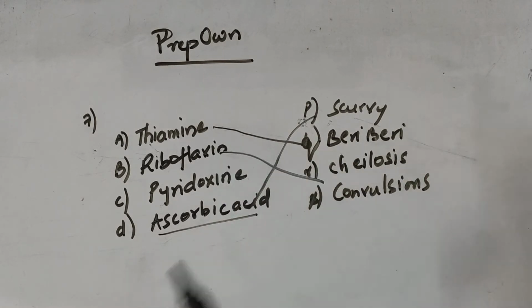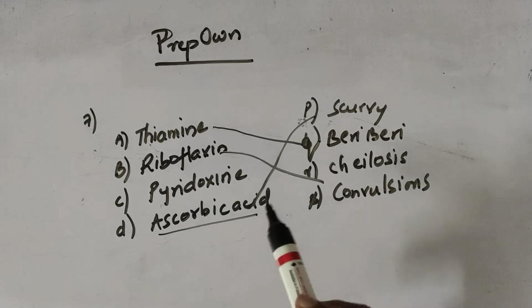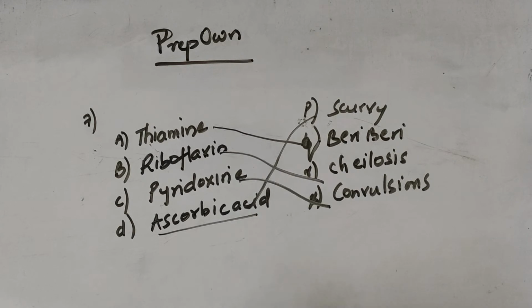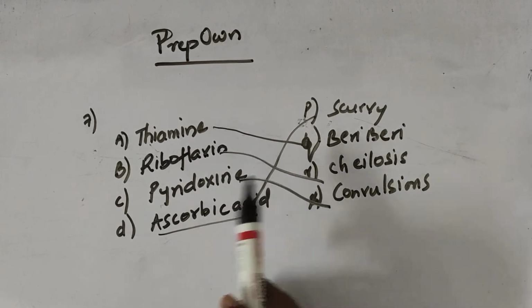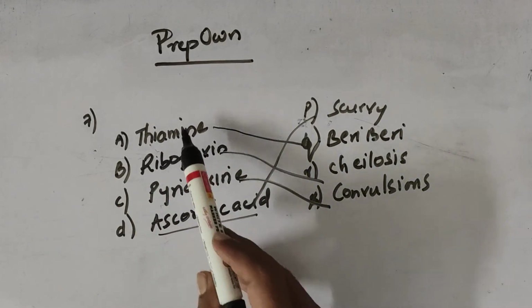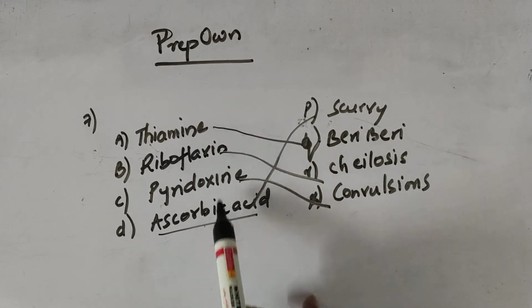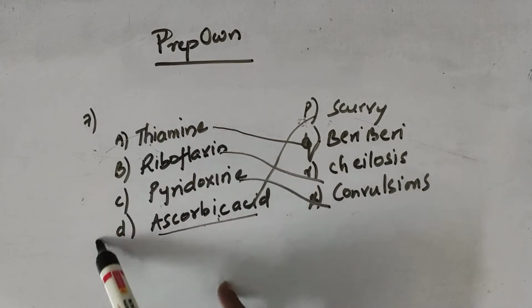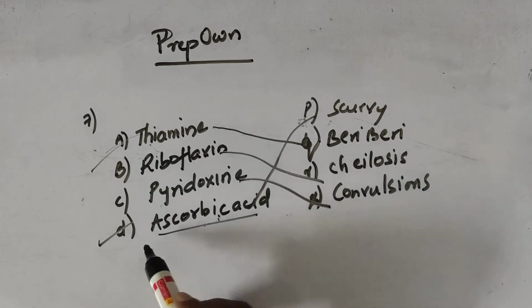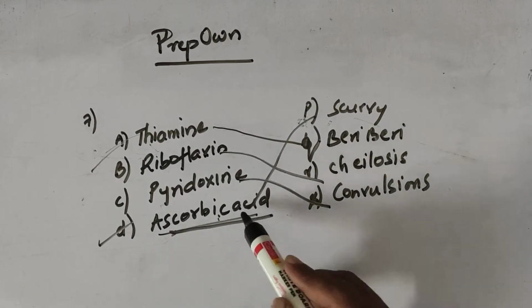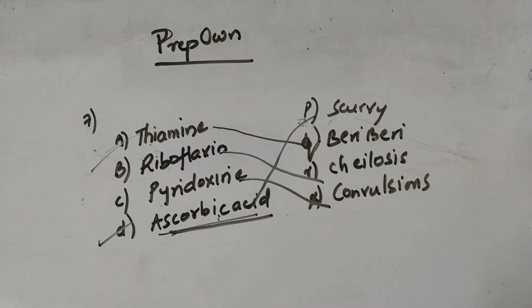Riboflavin deficiency causes cheilosis, and pyridoxine deficiency causes convulsions. So this would be the suitable option. From the options given below, if you know A and D, you'll be able to go ahead with the answer, and mostly people will definitely remember ascorbic acid, which is vitamin C, causes scurvy. So this should narrow down your options.